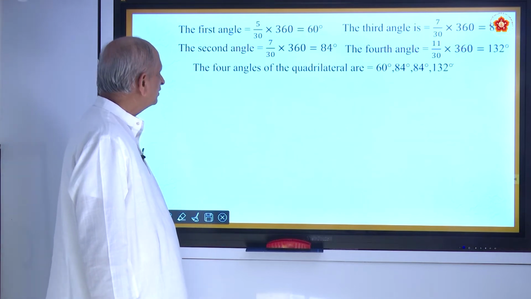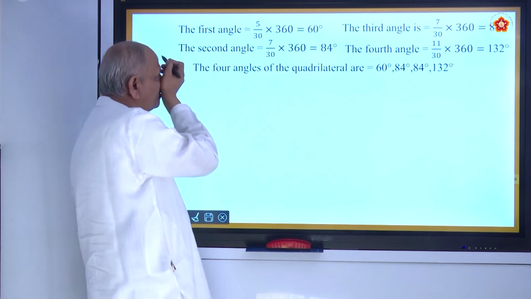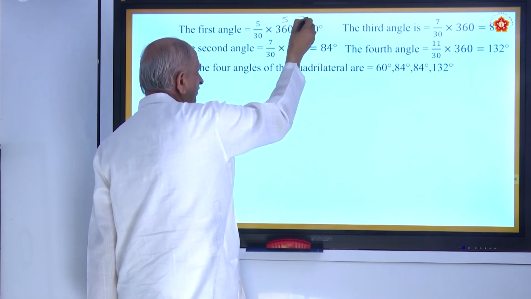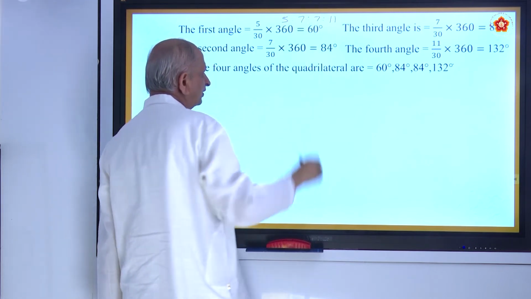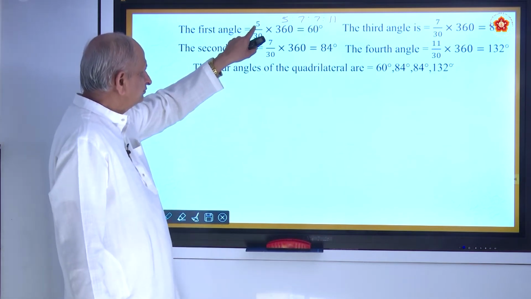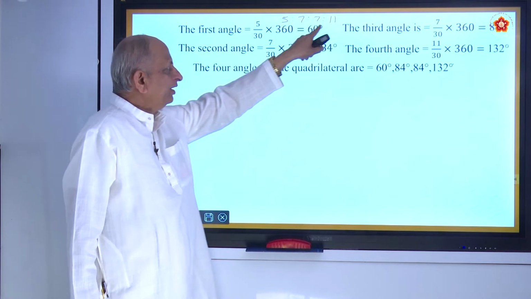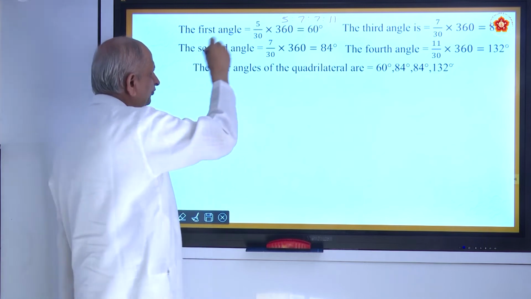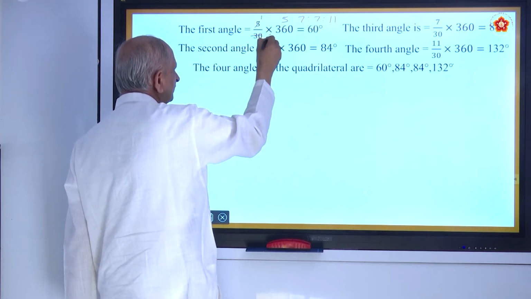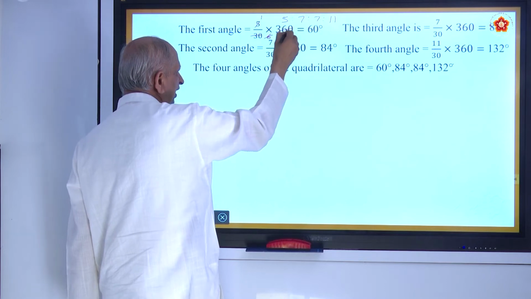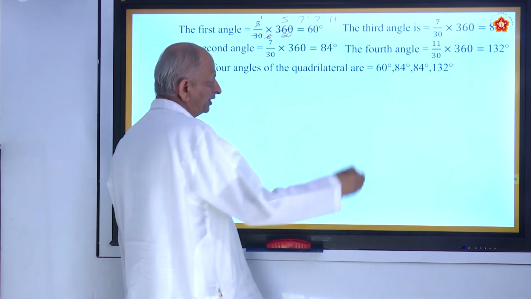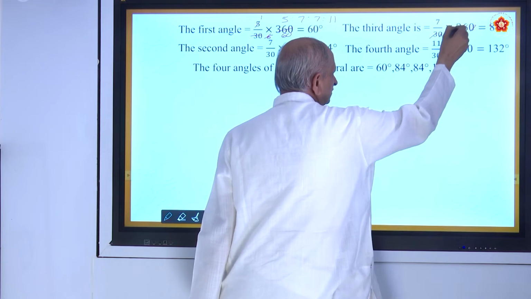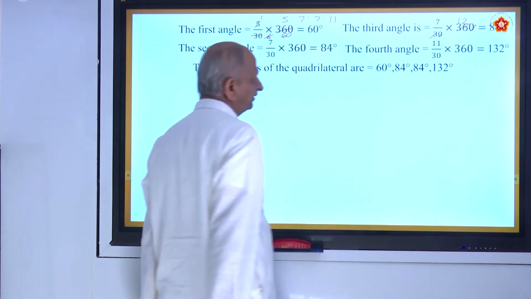therefore, first angle is equal to 5 by 30. The ratio was, remember, 5:7:7:11. That is the ratio given. So first angle is 5. How to get 30? Add all this. So total is 30. 5 by 30 into 360. 5 ones are 5, 6 are 6, ones are 6, 60s are. So angle becomes 60 degrees. Next is 7 by 30. So 0 0 cancels. 3 ones are 3, 12s are 12, 7s are 84 degrees.